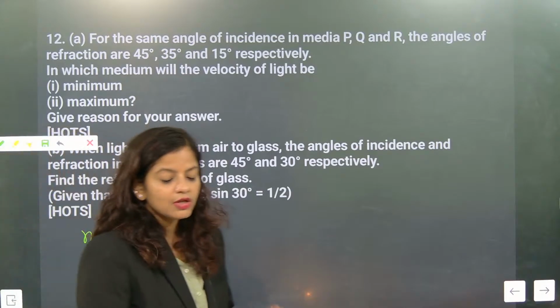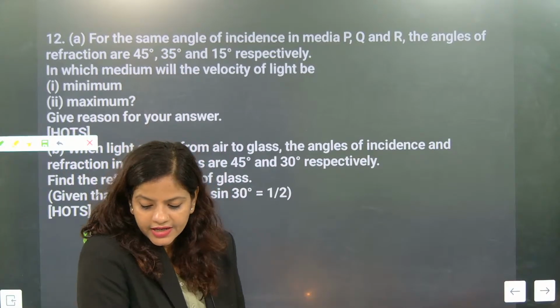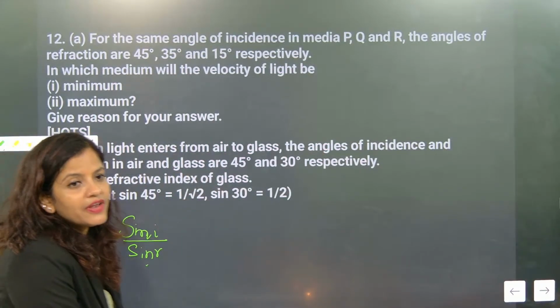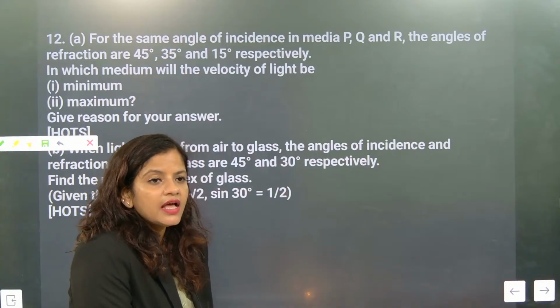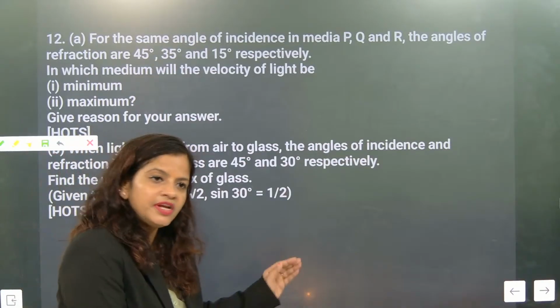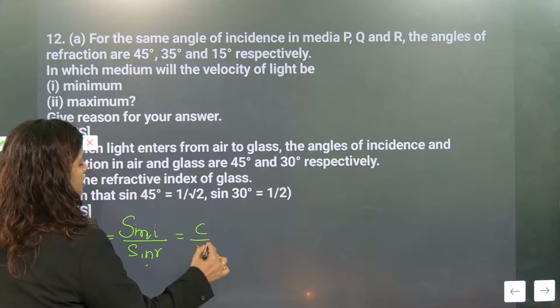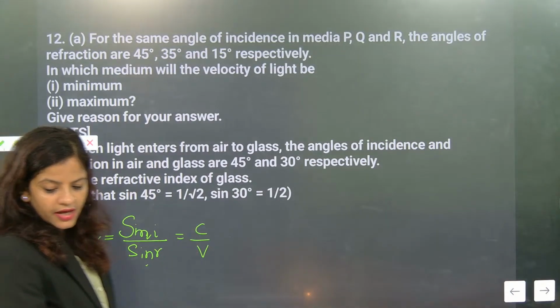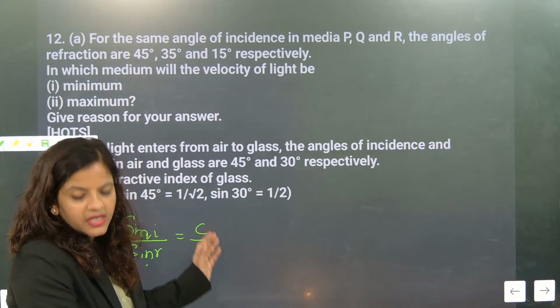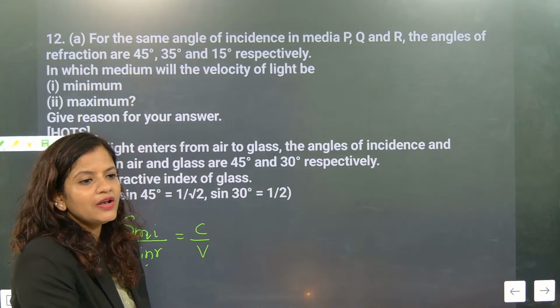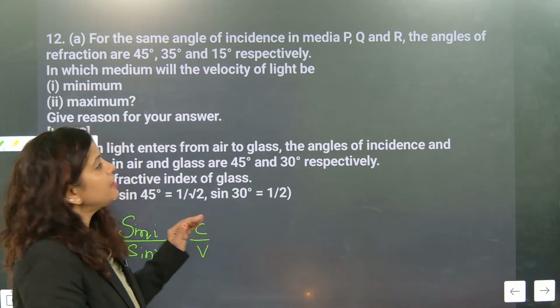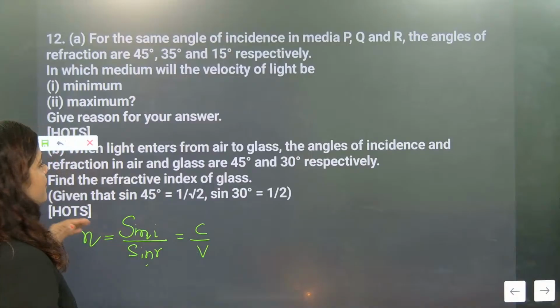Correct. So we also know that when you write sin I by sin R, it equals c by v, where c is the velocity of light in air and v is the velocity in the medium. Understood? So can we write it as air by medium? Correct? Now beta, keep on writing the values. What values will come? Sin 15 by, what are the given values?